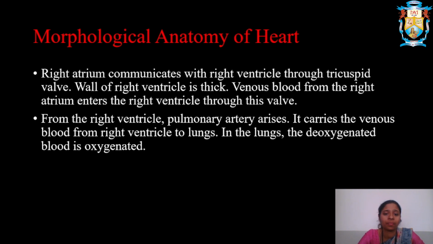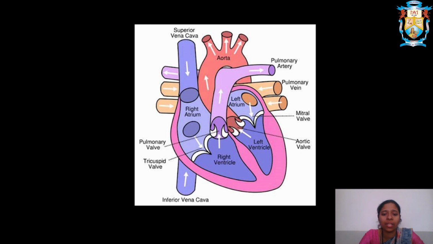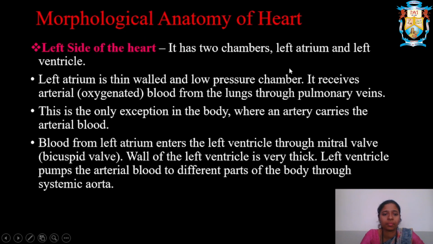get oxygenated. So here we see that the ventricle is giving the deoxygenated blood to the lungs for purification through the pulmonary artery. You can see in the diagram, the pulmonary artery arises from the right ventricle, which is connected to the lungs.